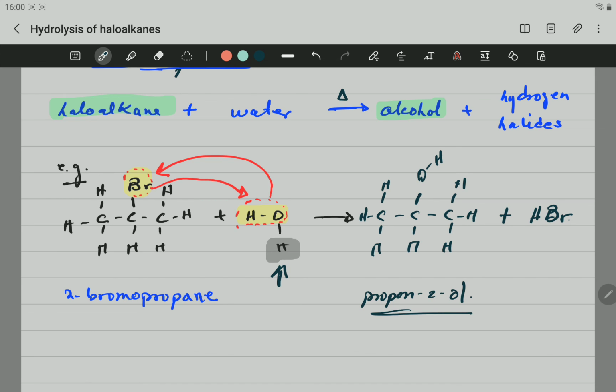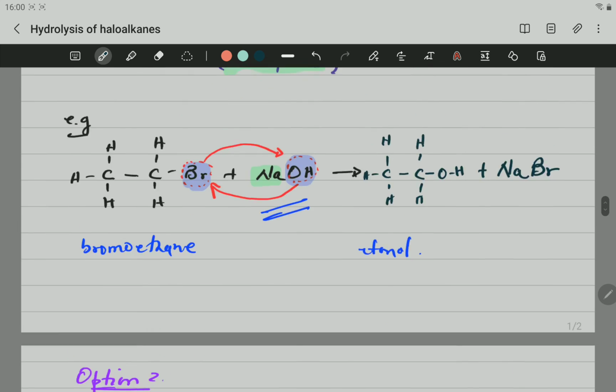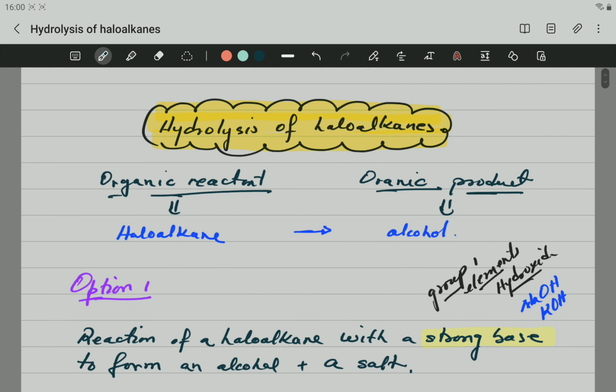I hope this is understood. This is the whole hydrolysis of haloalkanes. It is not that difficult, but if you have any question, you may ask.